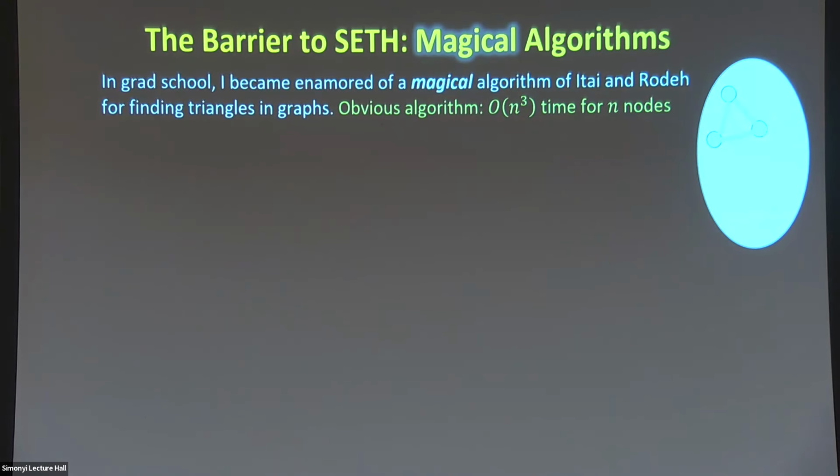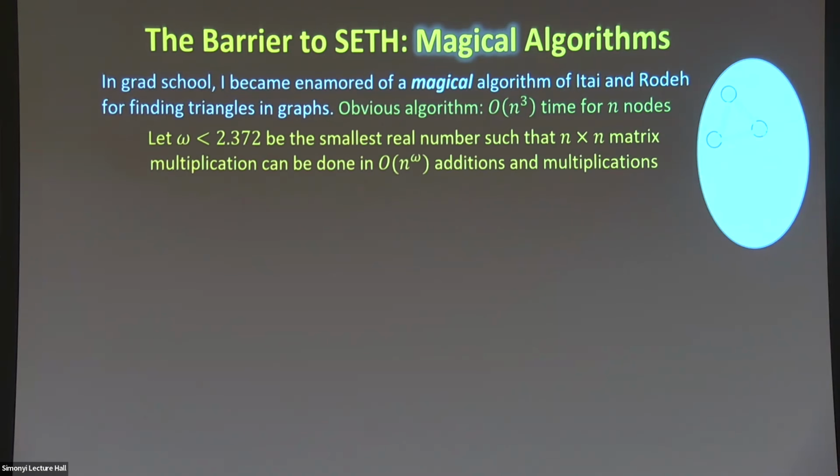You have an n-node graph. You want to find 3 nodes that are all interconnected. So there's an obvious n-cubed time algorithm, trying all the triples. And it turns out you can use matrix multiplication to solve it faster. So let omega, which is known to be at most 2.4, be the smallest real, or it could be an infimum, so that n by n matrix multiplication can be done in n to the omega additions and multiplications.